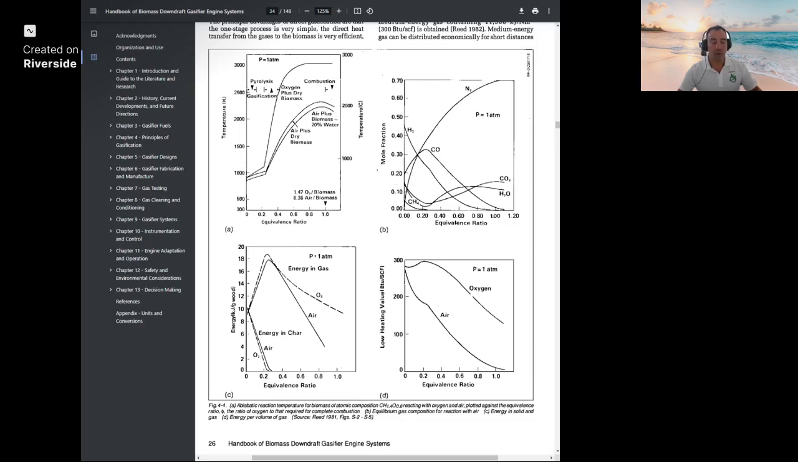Part D of the diagram shows the energy density of the product gas. The energy density is defined as the heating value per unit volume of the gas. The energy density increases slightly with the equivalence ratio.